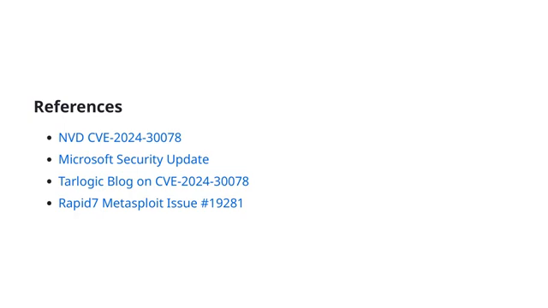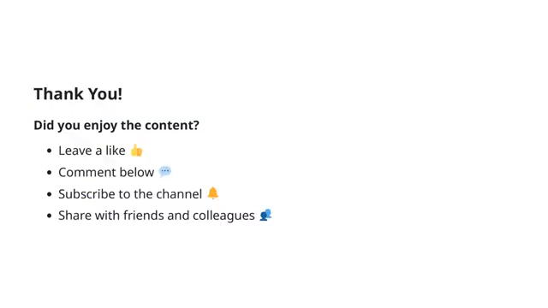Tarlogic's blog features an in-depth analysis and technical insights into CVE-2024-30078, discussing how it's being exploited and how to protect against it. Finally, Rapid7's Metasploit issue No. 19281 is a valuable resource for understanding the exploitation mechanisms and testing defenses against this specific vulnerability. These references are essential for a thorough understanding and effective mitigation of CVE-2024-30078.